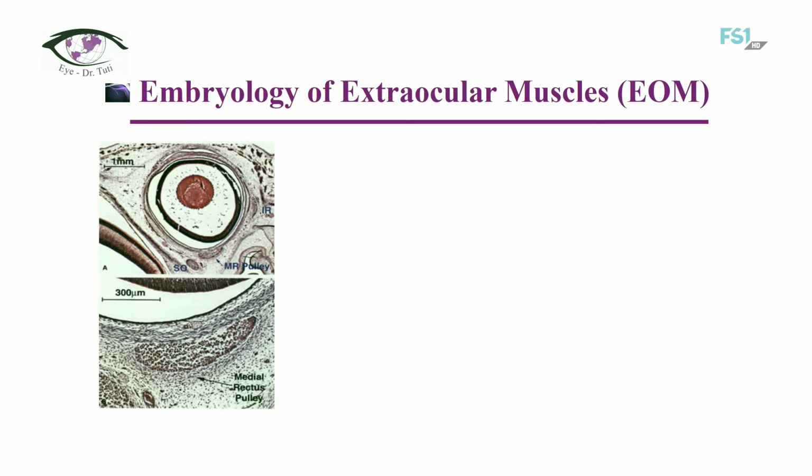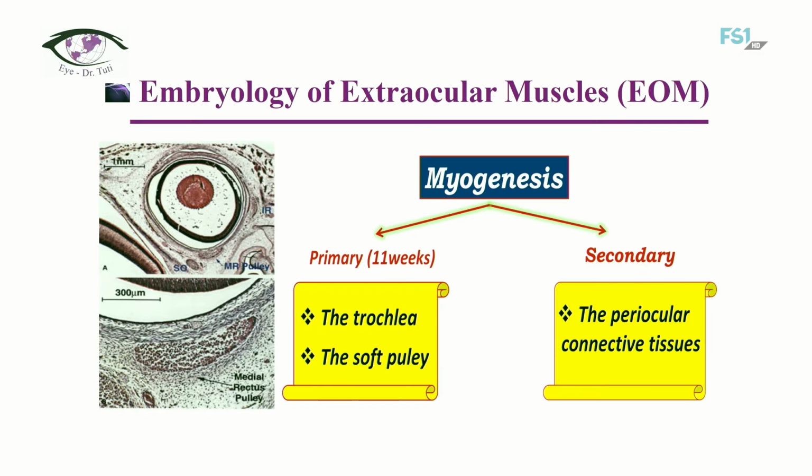So, embryology of extraocular muscles. The fibers of the striated extraocular muscles originate from condensations of cranial mesoderm, whereas their associated connective tissues and the orbital smooth muscles, SMS is going to be later the abbreviation, originate from the neural crest. Myogenesis, there is a primary and secondary.